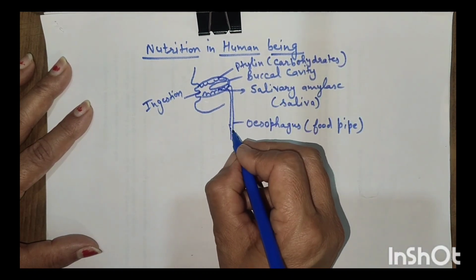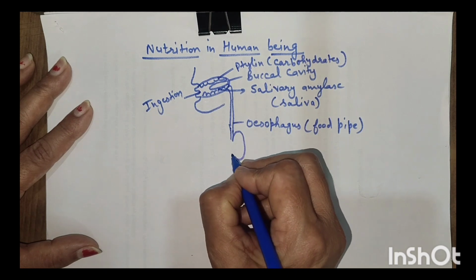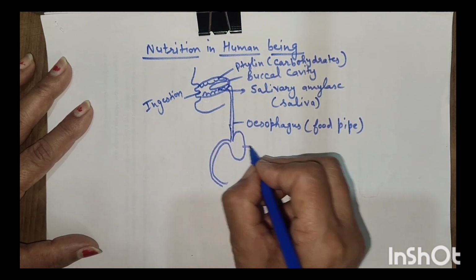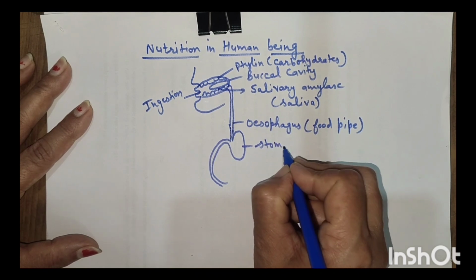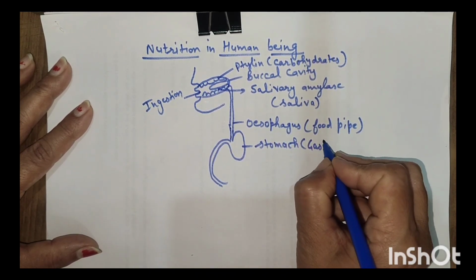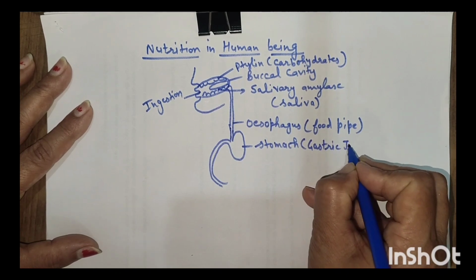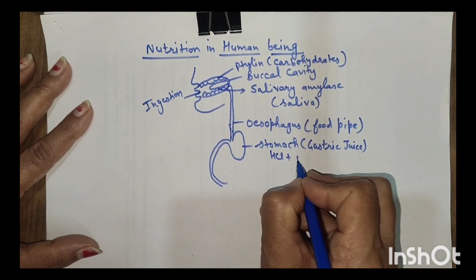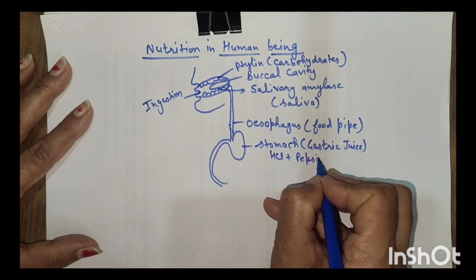Now food enters into the stomach. It is a J-shaped stomach. The stomach has gastric glands and releases gastric juice. This gastric juice consists of HCl, pepsin and mucus.